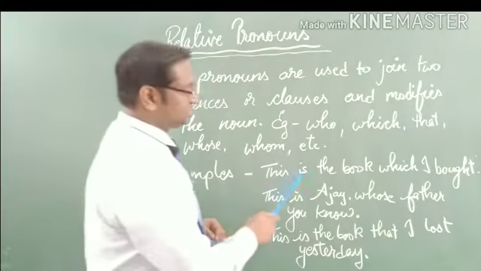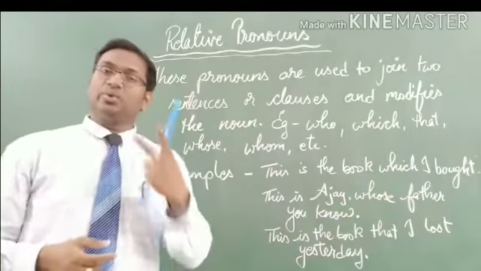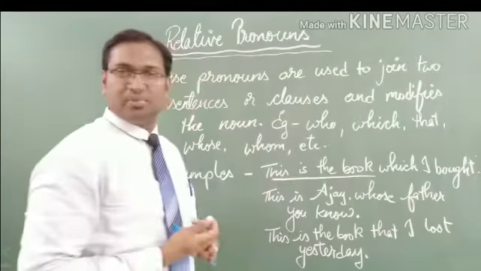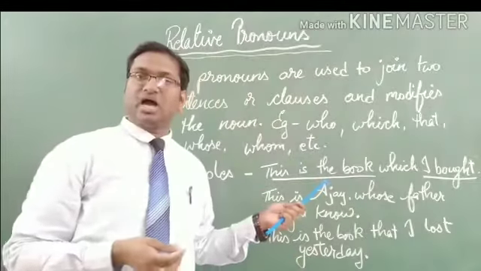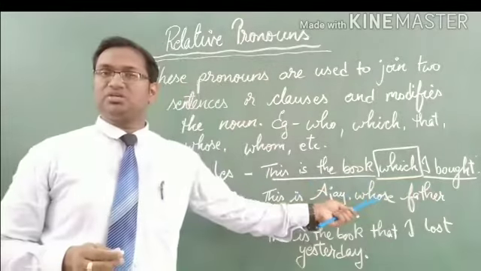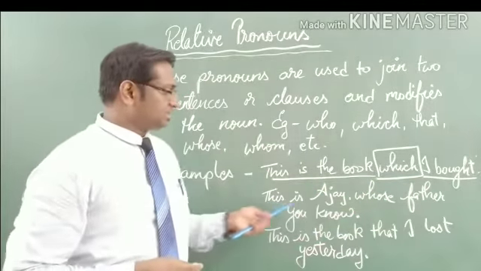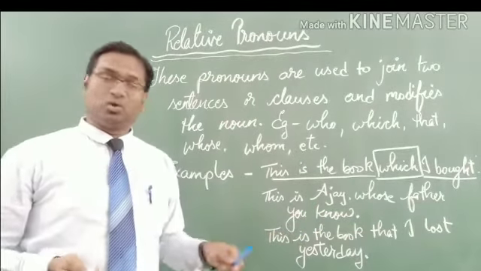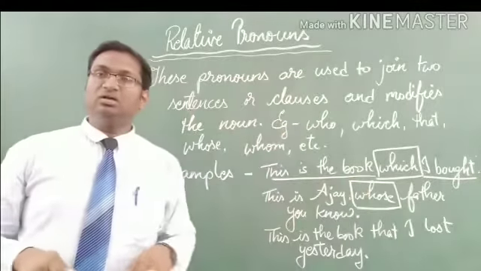Examples: this is the book which I bought. Now over here we have two clauses. This is the book. I bought. Now these two clauses are joined by which. So which is your relative pronoun. Second, this is Ajay whose father you know. Now over here, whose is your relative pronoun.